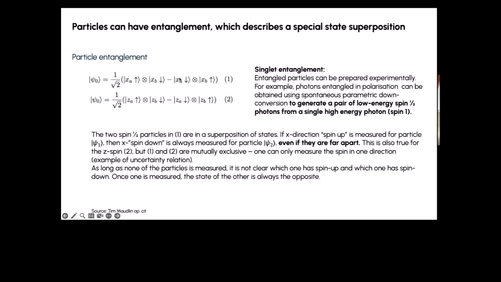But if you don't measure one of the particles, you don't know which one has spin up and which one has spin down. And now the interesting thing is, if you produce the two particles and take them very far away from each other, and you do the measurement on one, then you always have the opposite measurement of the other. And that is called the non-locality of quantum mechanics.